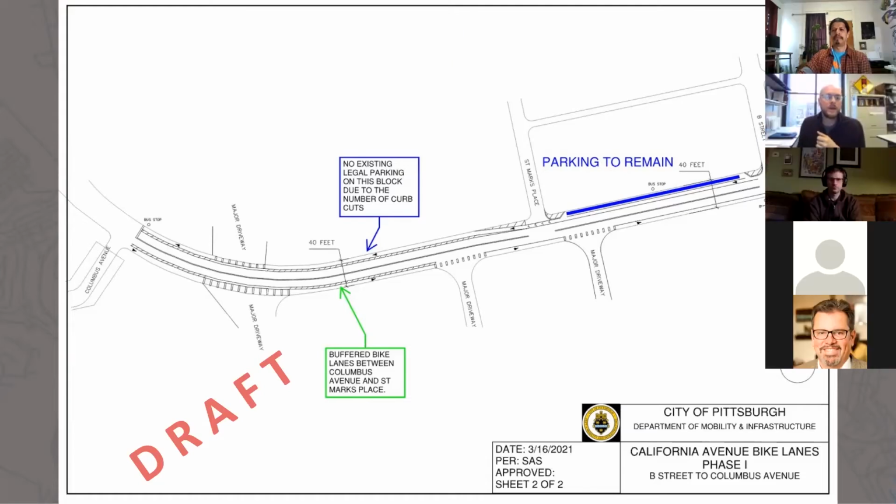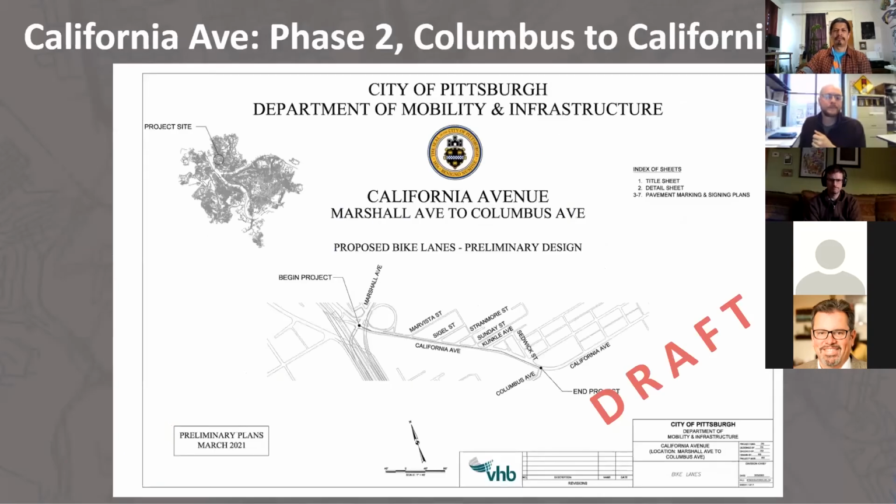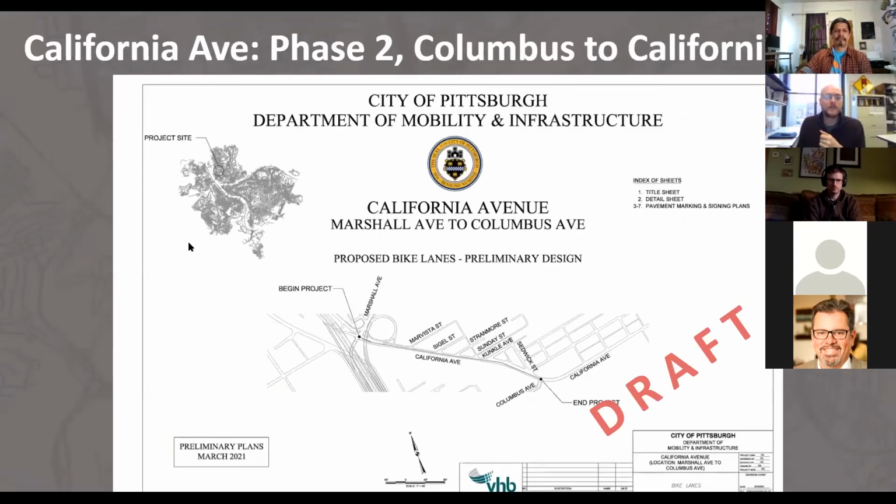So Ricardo, go ahead. Phase 2, this project was previously begun last year by a consultant designer. This is going to be a continuation of the work that we just presented on that first half of California Avenue from Brighton to Columbus. Go ahead.